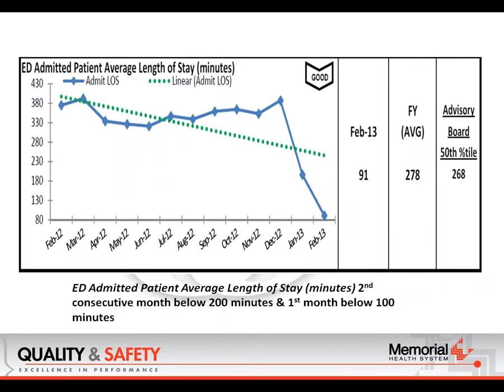And so when we talk about optimizing the system, if we look at the back end, it has made our whole ED more efficient. And so this is a chart showing our admitted patient average length of stay. So this is the time on the main side from when we decide the patient's going to be admitted until the time they actually leave the ED. And as you can see, when we added that fourth lane and reallocated our resources, you can see that time just plummeted. When our fiscal year average had been 278, February was 91 minutes. Advisory board 50th percentile is 268 minutes. So for us, that was the second consecutive month below 200 minutes and the first month below 100 minutes for getting those patients out of the ED.